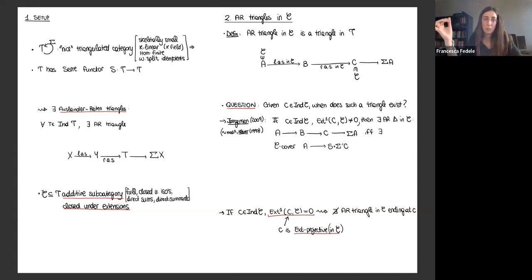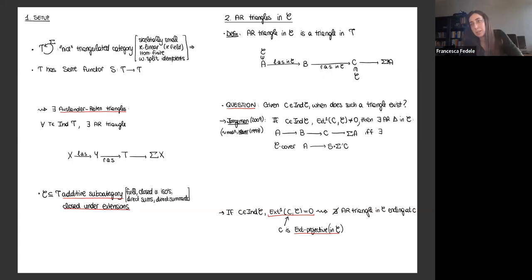And then the last thing we assume in this setup is that we also fix an additive subcategory, and by additive I mean full, closed under isomorphism, direct sums and direct summands, and which is also closed under extensions. And these are very important and special subcategories. So closure under extension means that if you have a triangle where the first and the third objects are in your subcategory, then the middle object is also forced to be in your subcategory. So for example, here, this A to B to C to sigma A, if you know that A and C are in your subcategory, then B is forced to be in your subcategory.